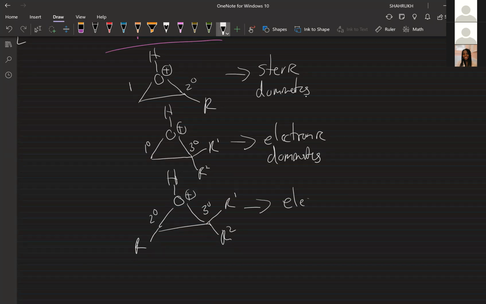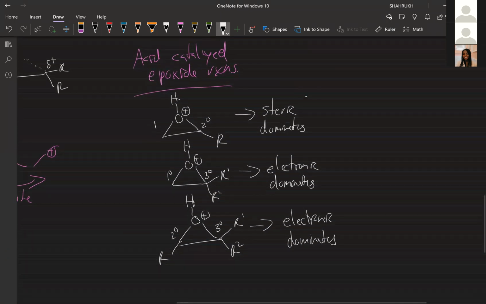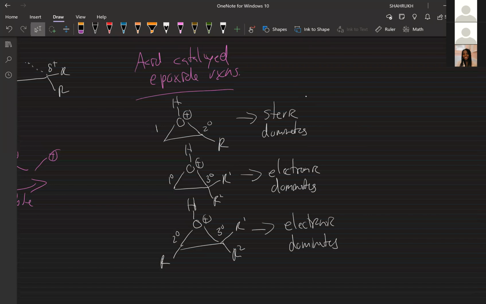And once again, electronic dominates, right? So these are all three cases you'll see in the acid catalyzed reaction, whether one carbon is primary versus secondary, primary versus tertiary, or secondary versus tertiary. So steric only dominates when it's primary versus secondary. Anytime you have any tertiary carbon, the electronic effect will always dominate.